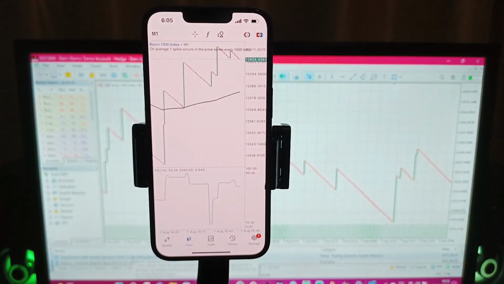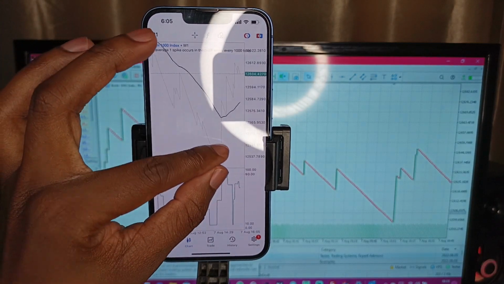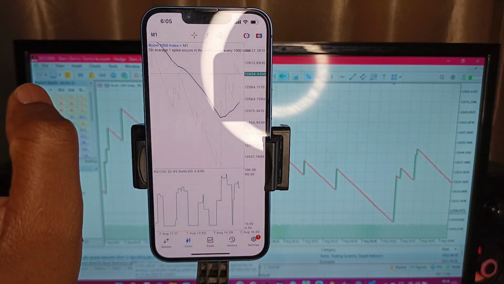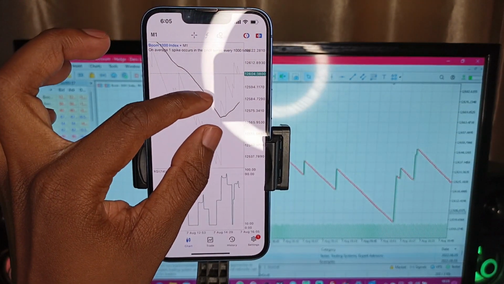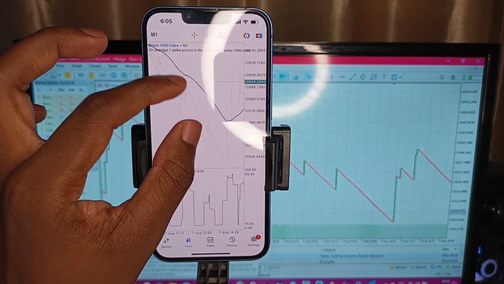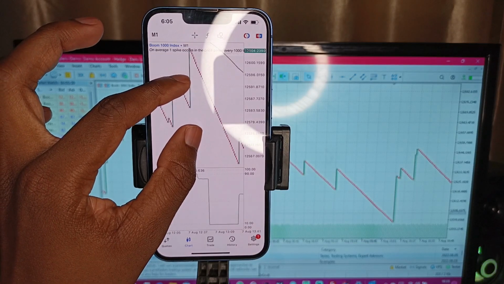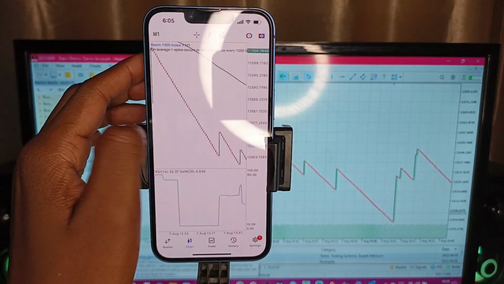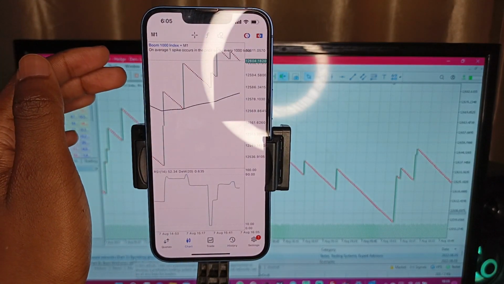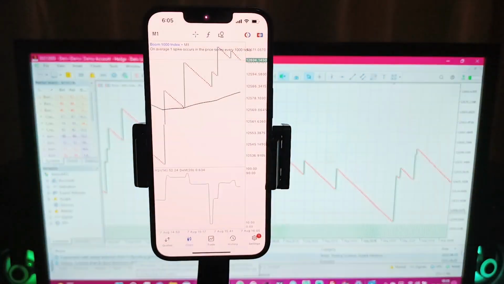So let me just do that. I'm going to zoom out completely. I've now zoomed out completely, and the next step is to zoom in 3 times. Let me zoom in now: 1, 2, 3. I've now zoomed in 3 times, and this is how it's looking.